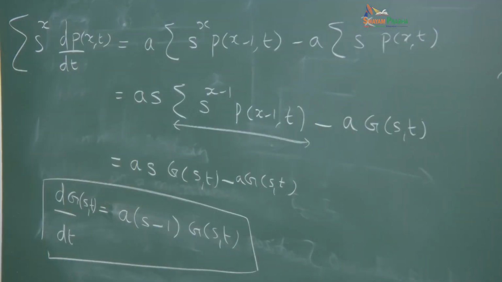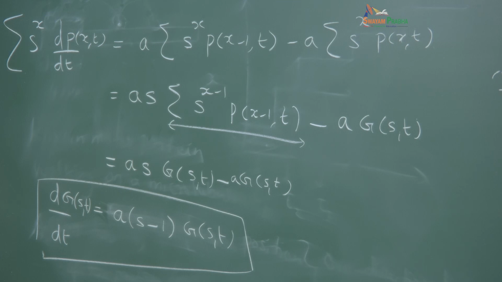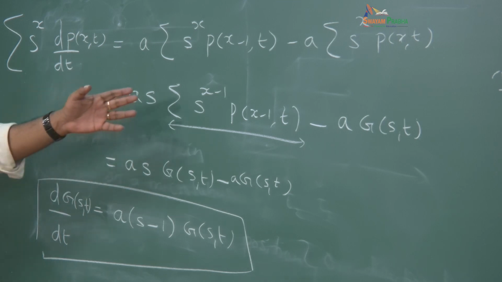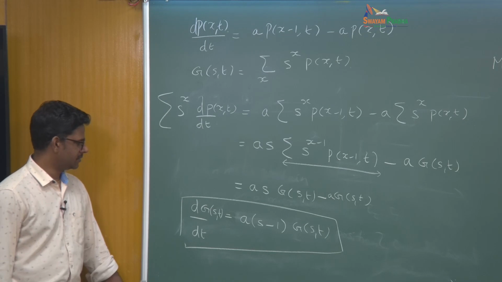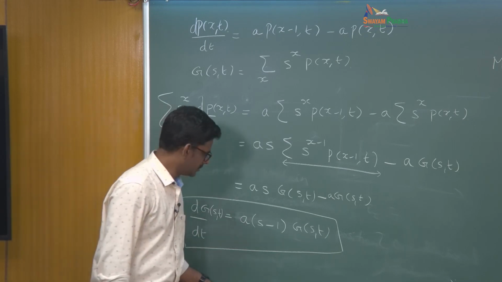In the previous problem, we had a partial differential equation for the chemical kinetics A going to B, but in this one-dimensional random walk, we basically get a simple linear first order ODE, ordinary differential equation. So now we can directly solve this.